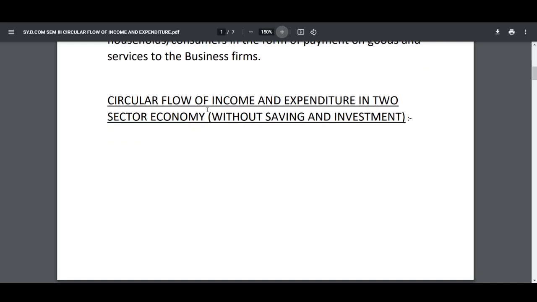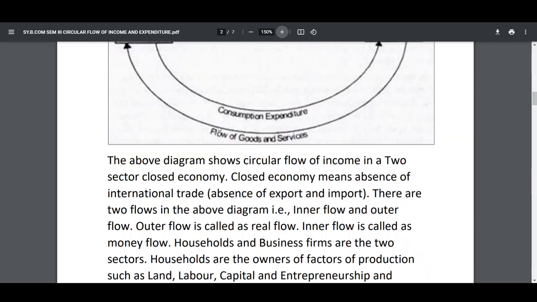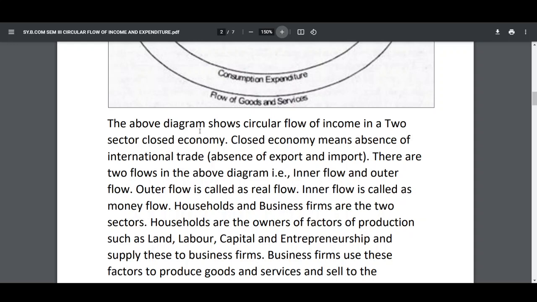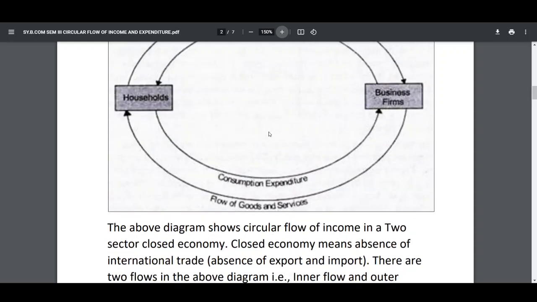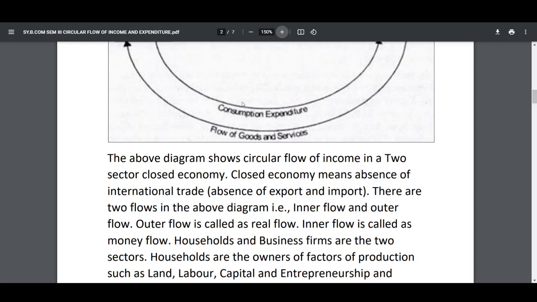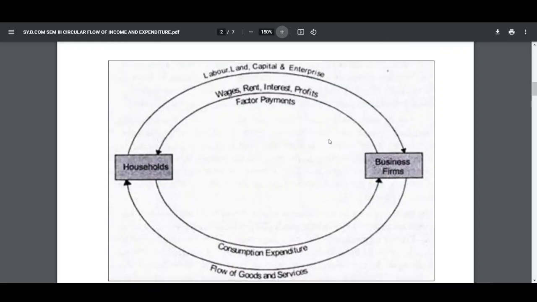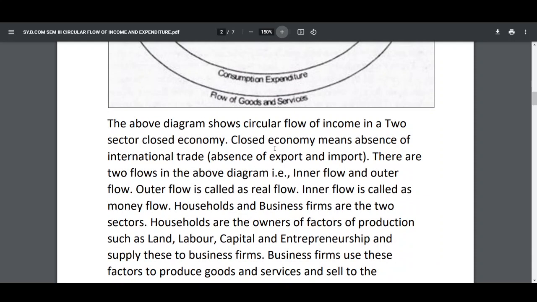Now, circular flow of income and expenditure in a two-sector economy without saving and investment. The above diagram shows the circular flow of income in a two-sector closed economy. Closed economy means absence of international trade, that is, absence of export and import.